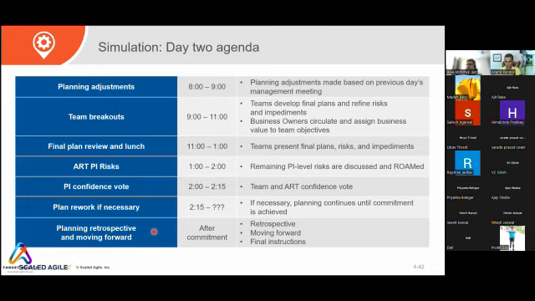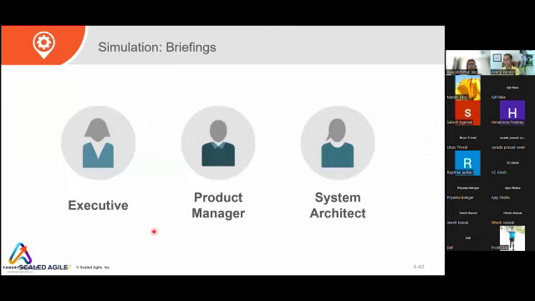Okay, so let's look at all these aspects one by one. The briefings are provided by business executives, product manager, and system architects. I'm not going into those details because when you do the PI planning, you will hear from them in your context, the context in which you are working.